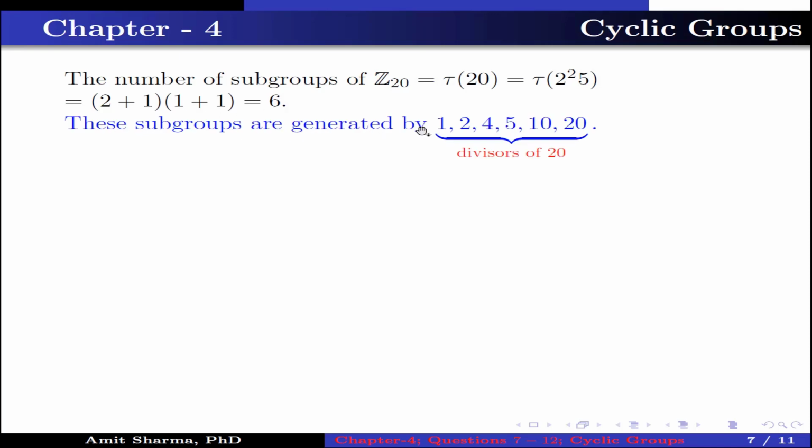These subgroups are generated by 1, 2, 4, 5, 10 and 20. These are the divisors of 20. And the subgroups are the subgroup generated by 1, subgroup generated by 2, subgroup generated by 4, subgroup generated by 5, subgroup generated by 10 and subgroup generated by 20.